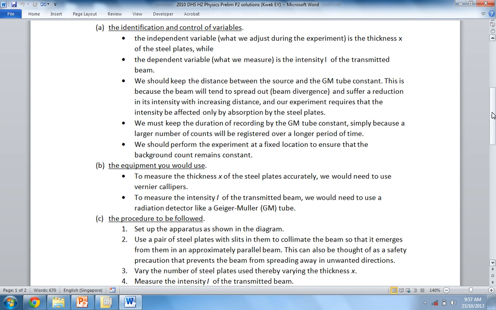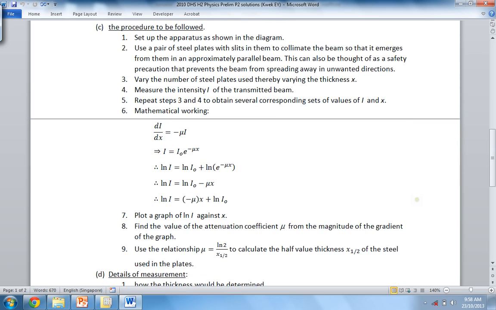Independent variable, dependent variable. What should you keep constant? The equipment you use. Then the procedure to be followed: step 1, step 2. In between, slot in the maths working to show why this is the graph that you need to plot. Then tell the marker what you intend to get from the graph, which in this case is the gradient. And any calculations needed, you also need to spell out.